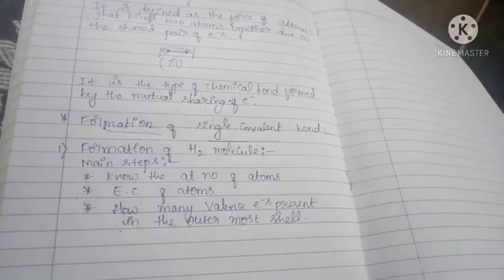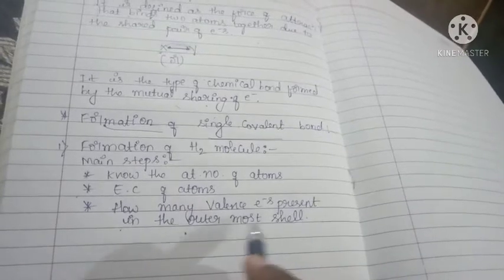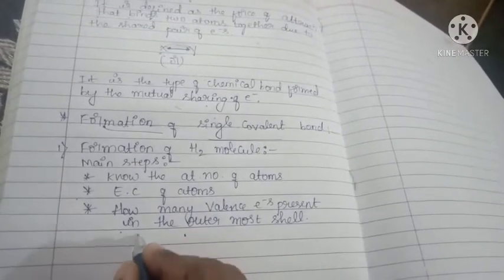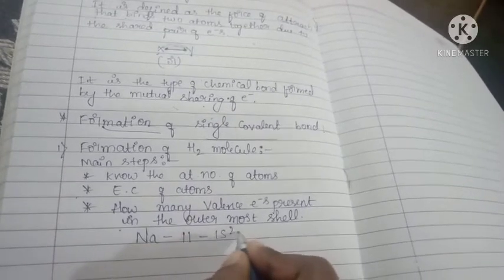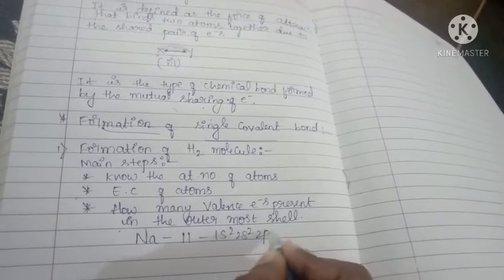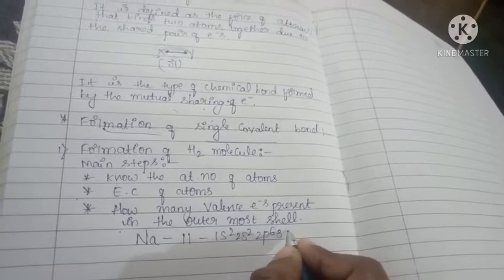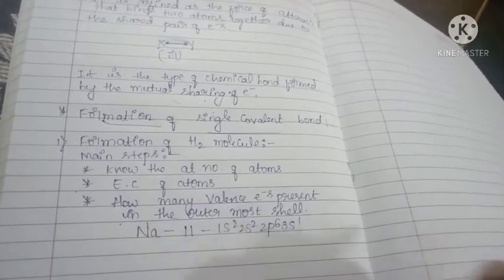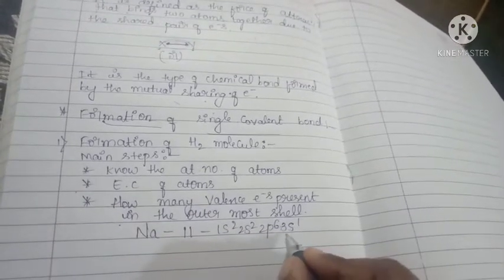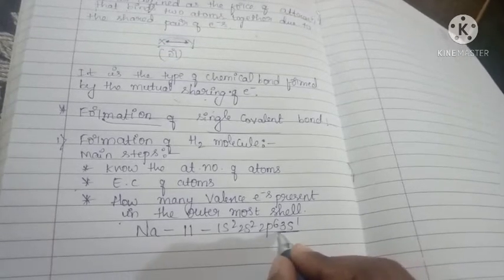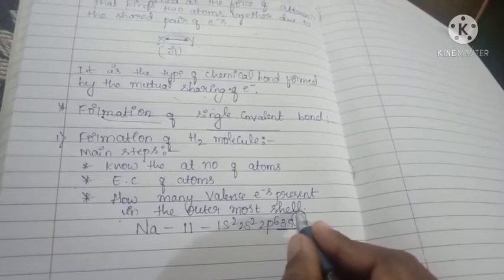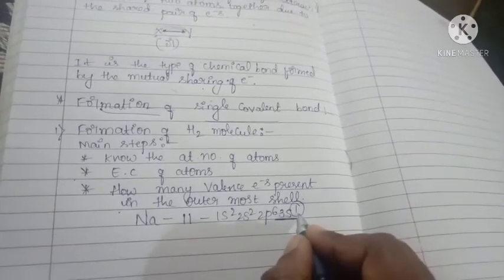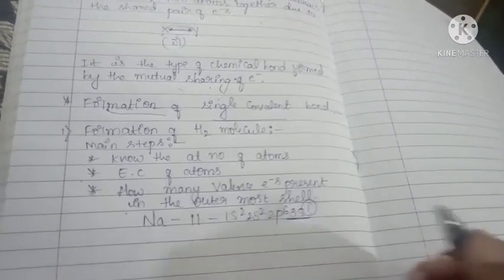Okay, did you get it? It means valence electrons. Here there is sodium, atomic number 11, 1s2, 2s2, 2p6, 3s1. Okay, in the outermost shell, 3s1. How many electrons are present in the sodium? 1. That should be called a valence electron.